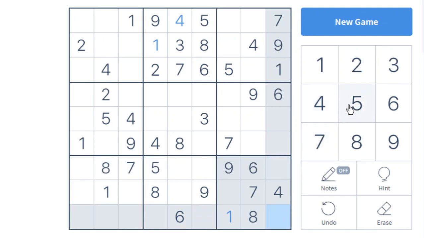I'm thinking we put the 5 here. Then we put the 2 there. Oh, that's wrong. That's actually wrong. So we have to undo that. So it told us that was wrong. So let's think about why that was wrong.